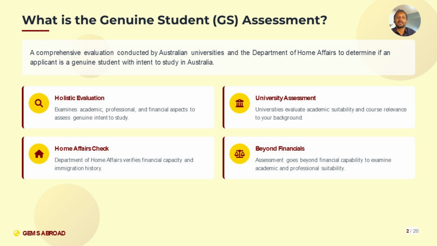The Genuine Student Assessment is a comprehensive evaluation conducted jointly by Australian universities and the Department of Home Affairs. Unlike previous systems that primarily focused on financial capacity, the GS assessment examines multiple factors to determine if you're genuinely committed to studying in Australia. This holistic approach evaluates your academic background, career aspirations, and your overall circumstances to ensure you're a genuine student with legitimate educational goals. Universities want to ensure you're not just financially capable, but also academically and professionally suitable for your chosen course of study.